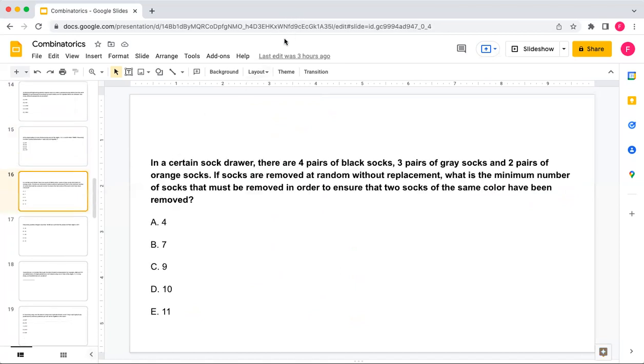Try this question. This is another type of testing. The question is saying that in a certain drawer, there are 4 pairs of black socks, that means 8 black, 3 pairs of gray, that means 6, and 2 pairs of orange, that means 4. The question is, what is the minimum number of socks that must be removed in order to ensure that 2 socks of the same color have been removed?